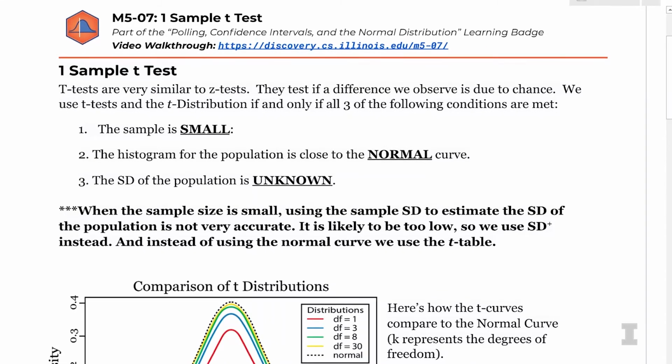So we want to use the t-test, and correspondingly the t-distribution, if and only if all 3 of these conditions are met. The first one is that the sample is small. And this is what constitutes as small.